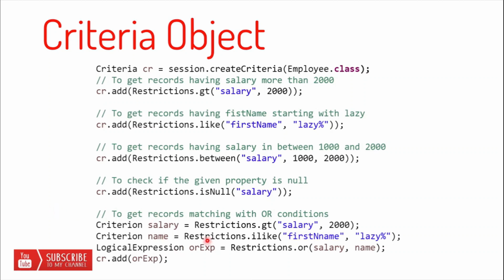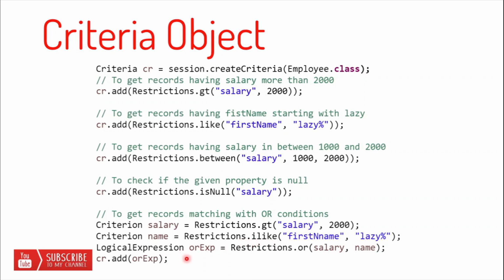Suppose we have two criteria like salary and name, and we want to add the conditions in such a way that either salary matches or name matches. In that case, we will define it like this. We can define two separate criterions here. These criterions will be added to the criteria in the end. First we have defined the salary restriction, greater than 2000. This is our first condition. And the second one is if the name is starting with lazy, so that is ilike. In this case, it is case insensitive.